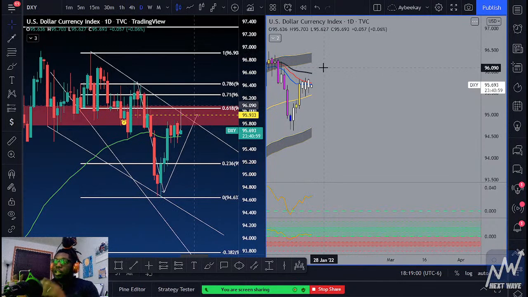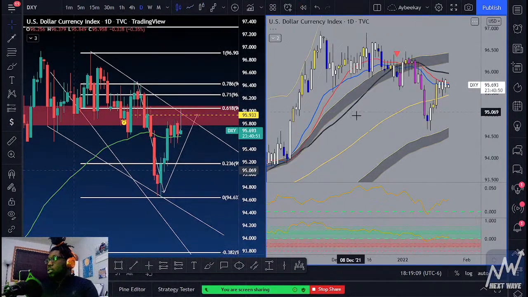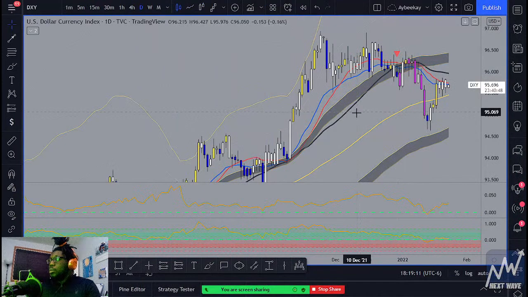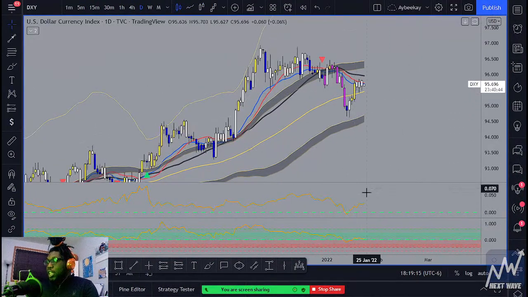So I'm getting a lot of confluence with what I'm looking at based on technical analysis and based off of the indicator that I use as well, right? So I'm liking the odds of the DXY pushing to the downside still.